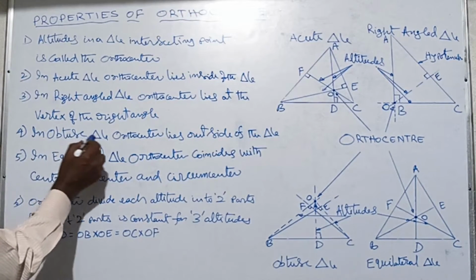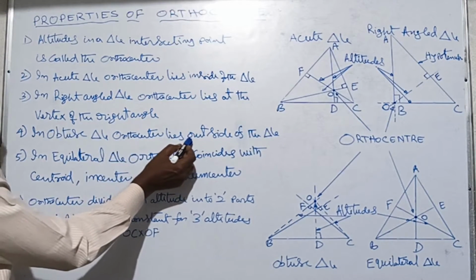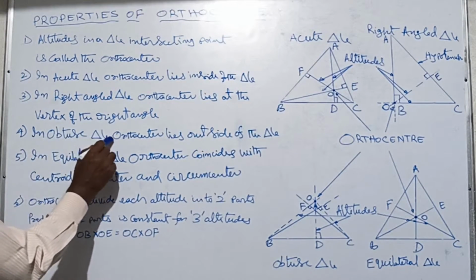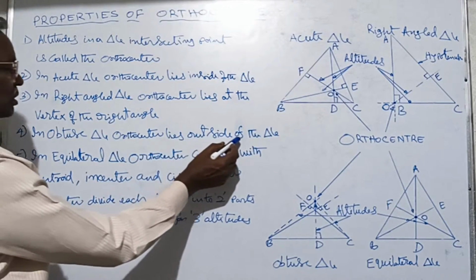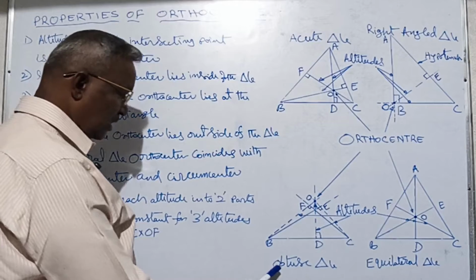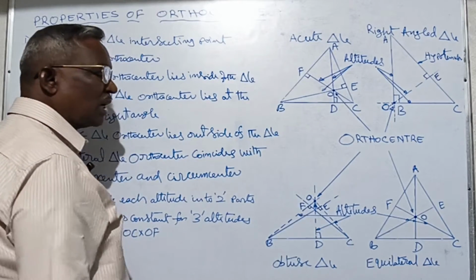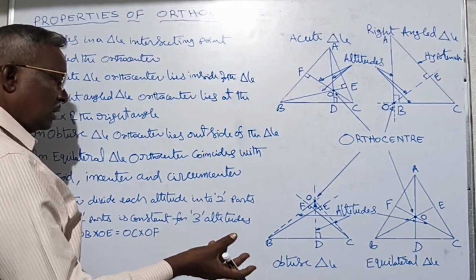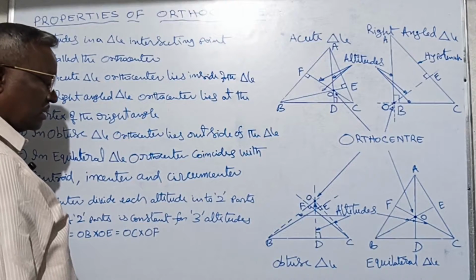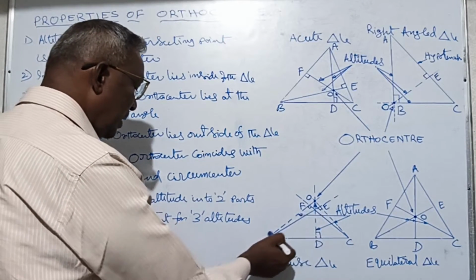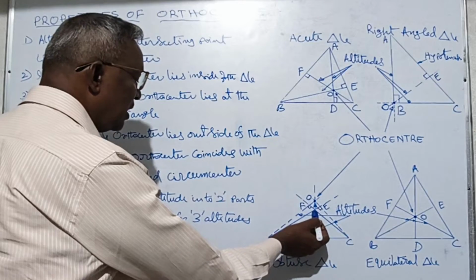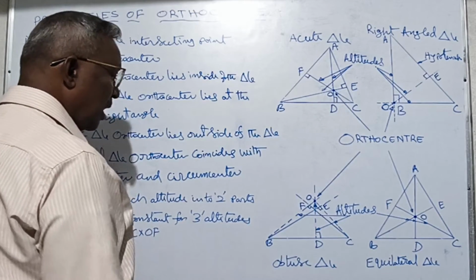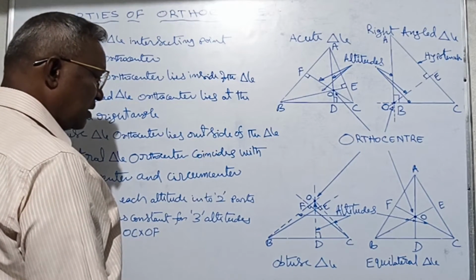Next, in an obtuse angle triangle, orthocenter lies outside of the triangle. This is an obtuse angle triangle. Obtuse angle means in any triangle, one of the angles is more than 90 degrees. Obtuse triangle ABC, angle A is the obtuse angle, more than 90 degrees.